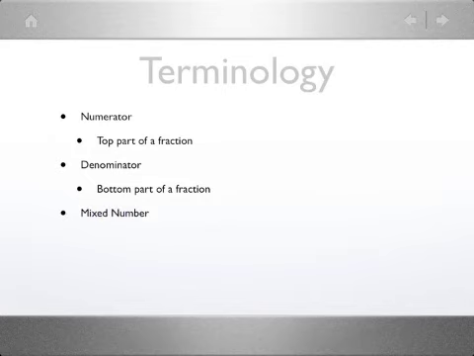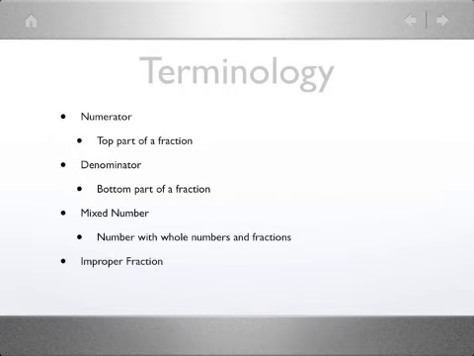A mixed number is a number that has whole numbers and fractions. And an improper fraction is a fraction with a numerator larger than the denominator.